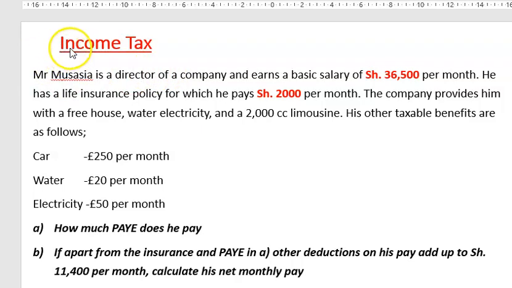Shortly, I just want us to go through income tax. I'm providing a question, and from this question, we can see how taxation is actually done step by step.